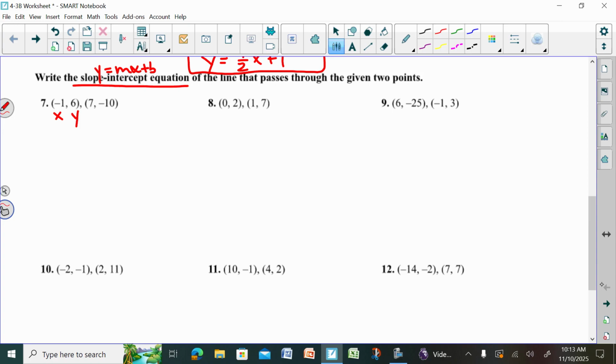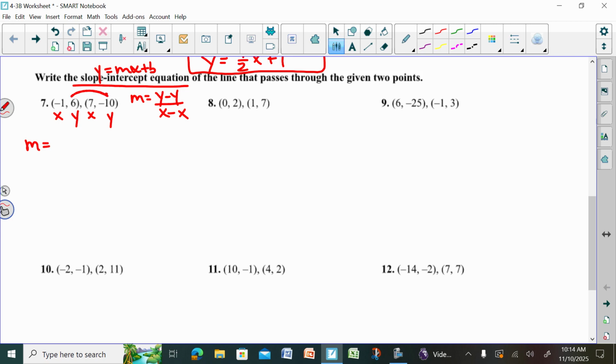So the first thing we have to do is calculate slope. So remember that's, I'm just going to label these x and y as well. So our slope formula that you might want to have on your paper up here is y minus y over x minus x. So we're going to do that calculation first. Calculate m.